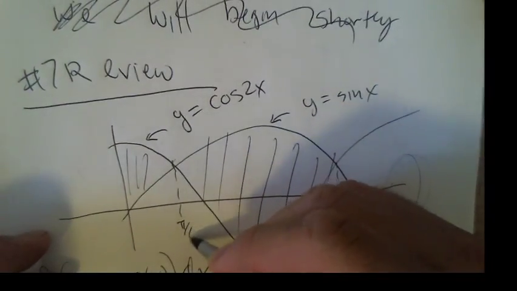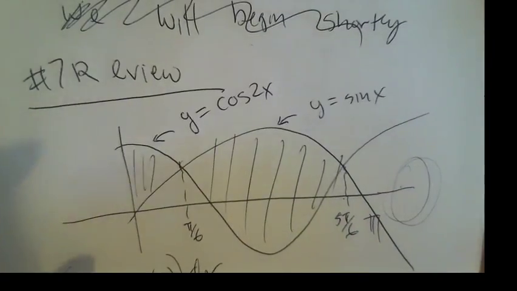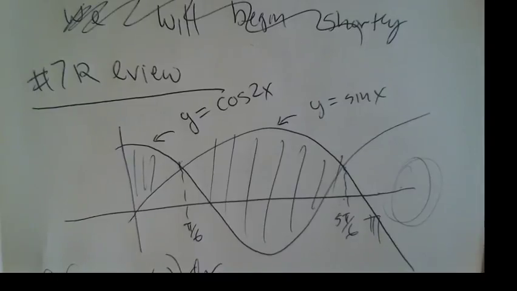That'll be pi over 6. The next time it happens, it'll be at 5 pi over 6. Which means that now I have the points where I can now have my limits of integration.